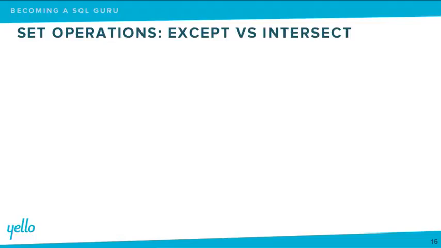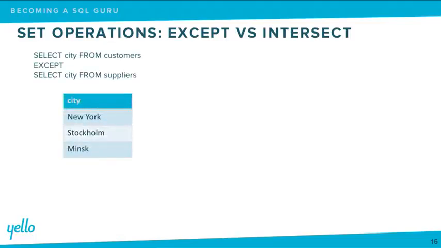So we have a couple other set operators. We have except, which does exactly what it sounds like it does. It gives you everything from your first data set except what exists in your second data set. So in this case, again, we're using city as an example. I'm pulling all of the cities from our customers table except for the ones that also exist within the suppliers. So we're left with New York, Stockholm, and Minsk.